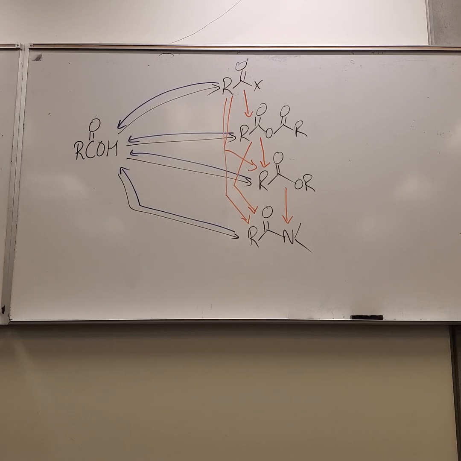What about the reactions of acid chlorides? Chloride is the more common one. Of course, bromide can also be used, but chloride is the more common. This can go back, right? This can be converted into anhydrides. This can be converted into esters. This can be converted into amides.